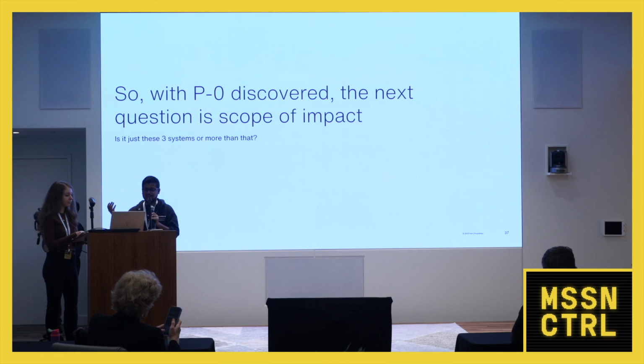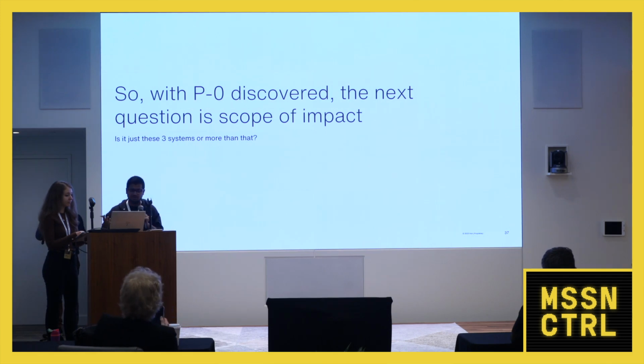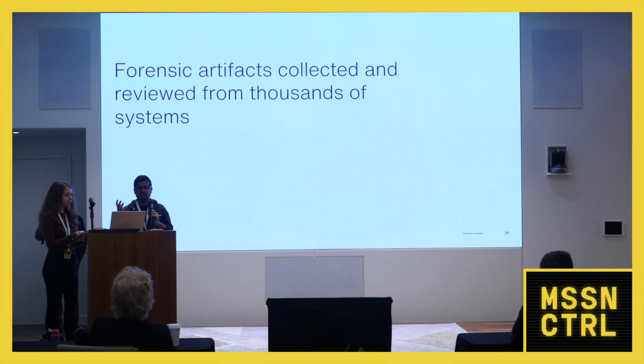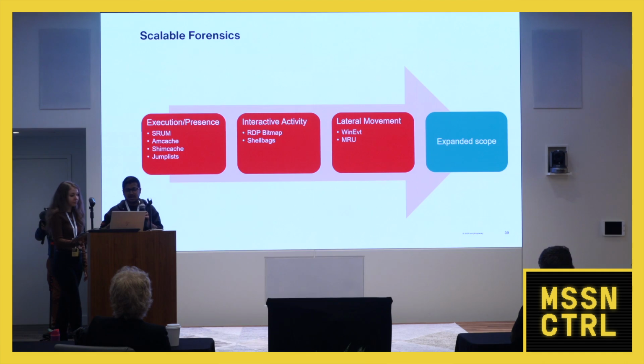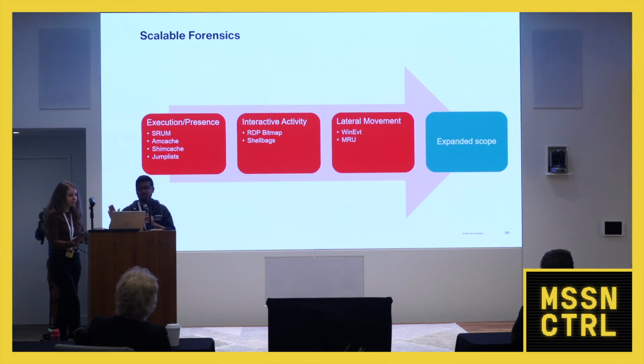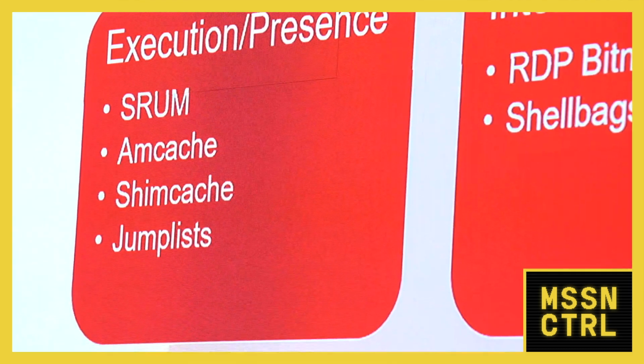So the question that our team had was, okay, is it just these 3 systems or is it more? So that's where we collected forensic artifacts, because remember, there's no telemetry at all. There's no network logs. So we collected forensic artifacts across all these thousands of systems, and started processing them for execution evidence, interactive activity evidence, lateral movement. That expanded the scope from 2 systems to 30 systems that were compromised.